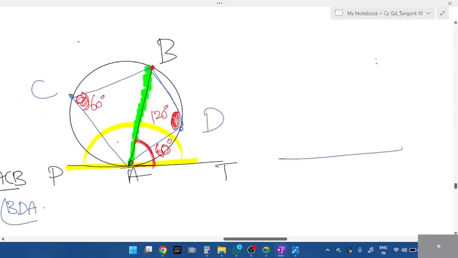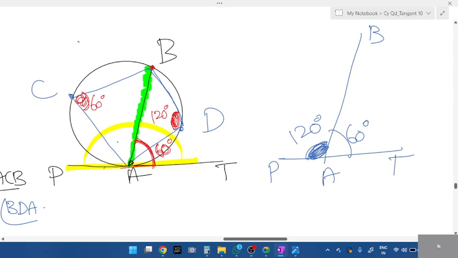How do you check that? Look here. Just concentrate. Focus on this. PAT and B, this is 180 degrees. Here I have given 60. How do you find PAB? How much is 180 minus 60? 120. The angle is equal, 120 and 120. I've explained this along with the different colors, green, yellow, chord, tangent.